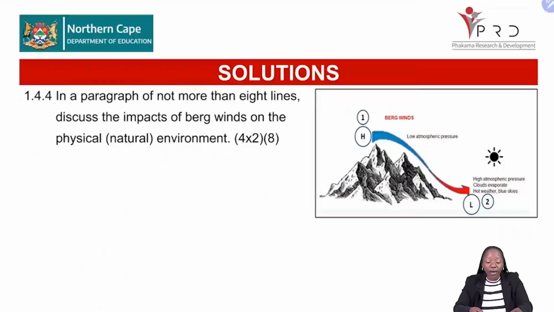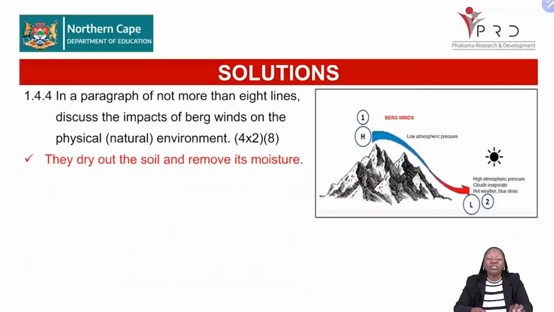Then your 1.4.4, this was the paragraph question whereby you were supposed to discuss the impact of berg winds on the physical, which is the natural environment. The first one, they dry out the soil. Remember, they are hot and dry, and they occur in winter. In winter, the air is already dry. The vegetation is already dry.